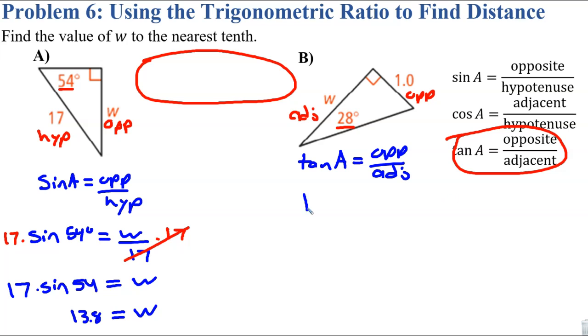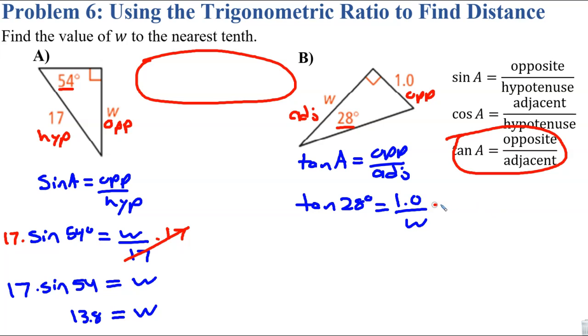Okay, filling things in, I've got tangent of the angle 28 degrees is equal to opposite, the 1.0, over the adjacent, the W. And then notice the big difference for this one is in part B, my variable's on the denominator. It's on the bottom of the fraction. So the way I solve it's going to be a little bit different.